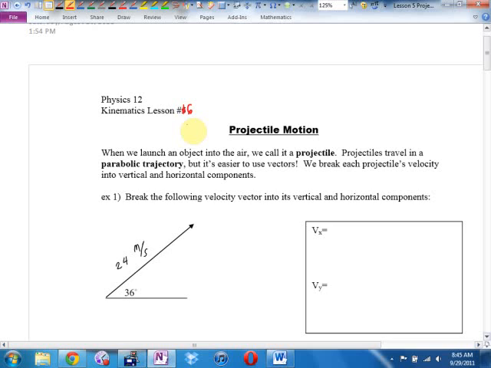By the way, there is something called vector mathematics, which lets you do these without components all in one fell swoop, but it's yucky. And you'll probably end up doing it that way if you take first year university physics next year, because in three dimensions, doing components three times is a lot of work. So you'll try and find a way where you can do it all in one step. We break each projectile's velocity into vertical and horizontal components.